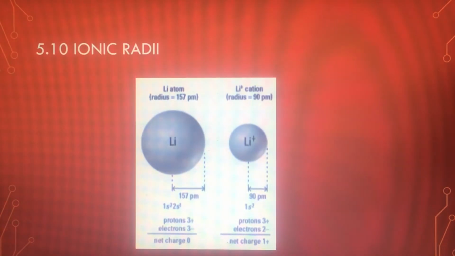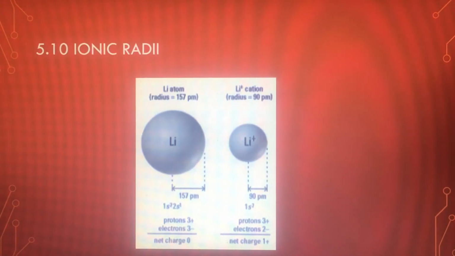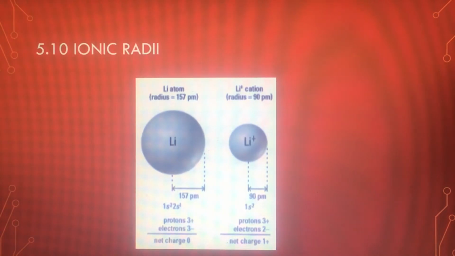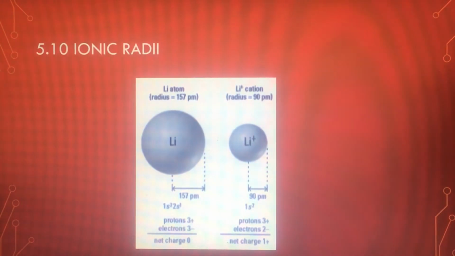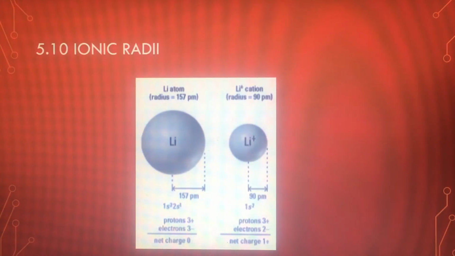Next topic: if we have atomic radius or atomic radii, we also have the radius or radii for ions. This time we have a different discussion, since the radius differs if we have a positive ion or cation and a negative ion or anion. We still have the definitions for cations.